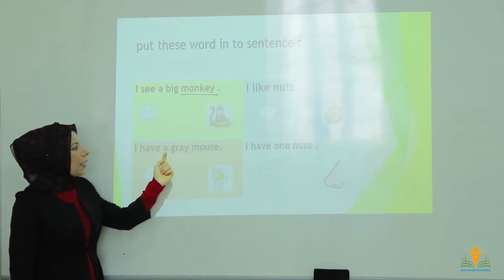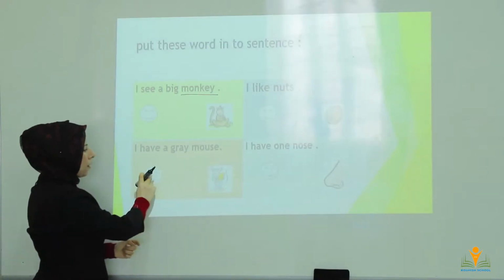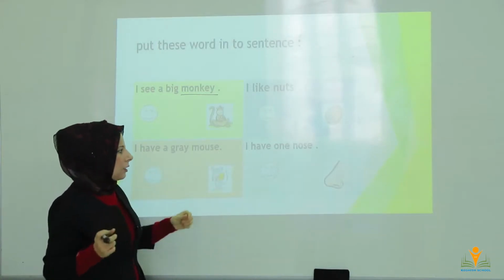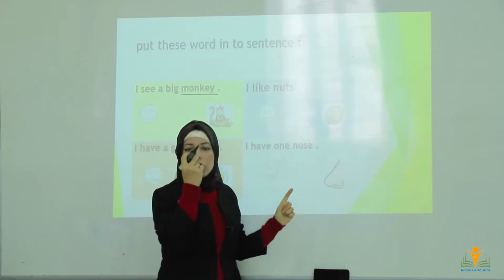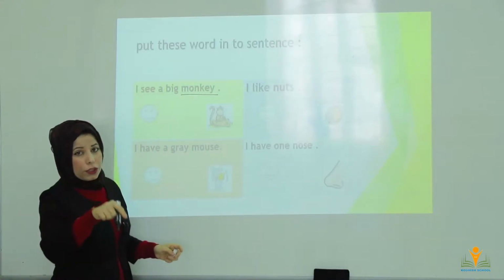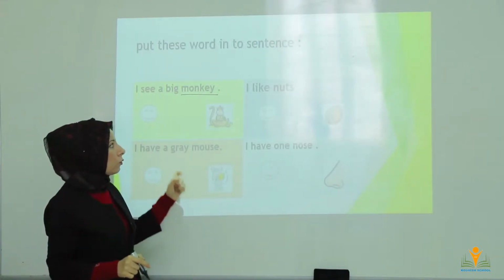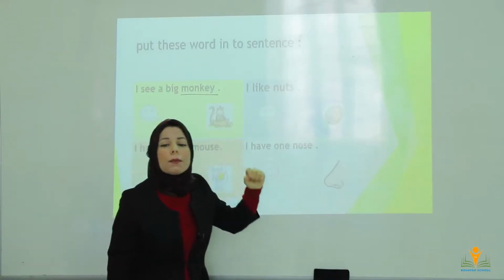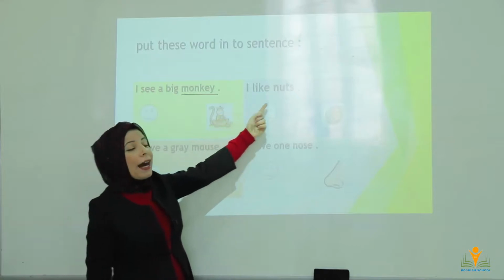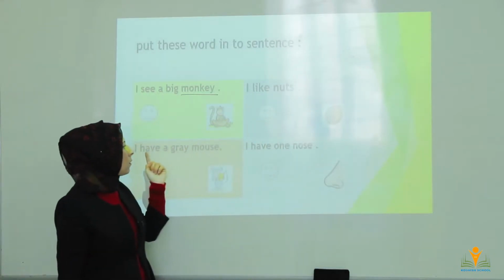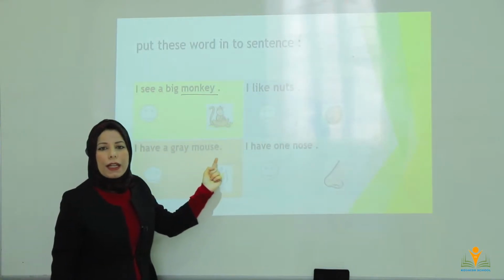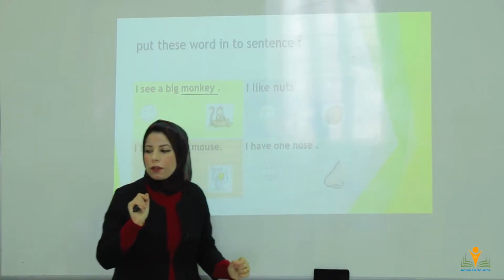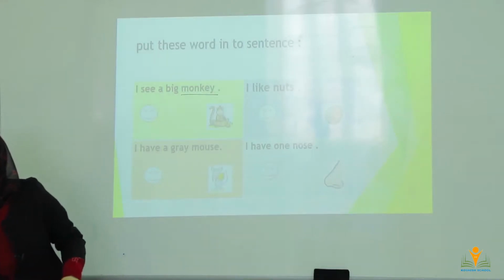I have a gray mouse. This is me and the gray mouse. What is the mouse doing? Eating cheese. I have one nose. Okay, I will read it one more time guys. You have to read it after me. I see a big monkey. I like nuts. I have a gray mouse. I have one nose. Okay, let's go to the next.